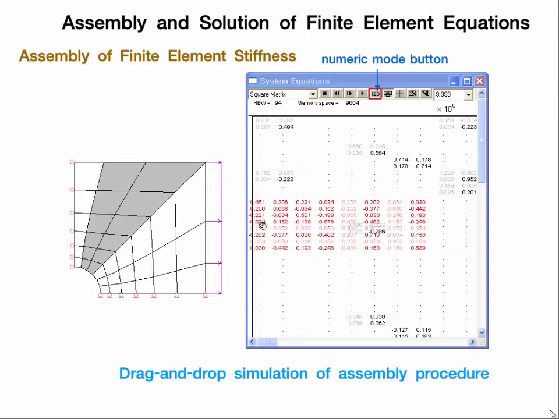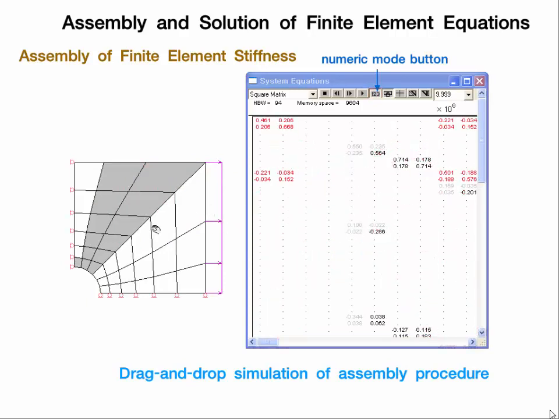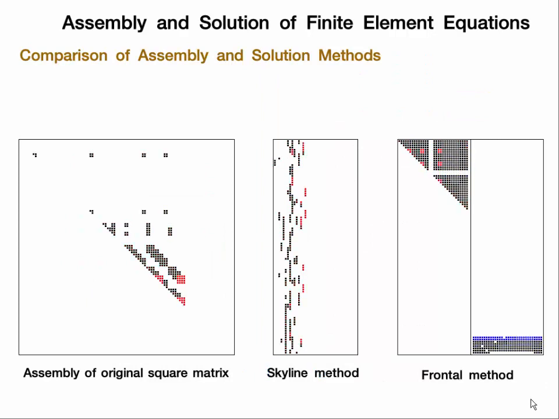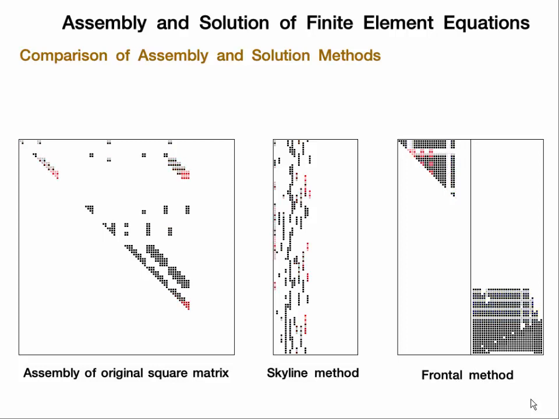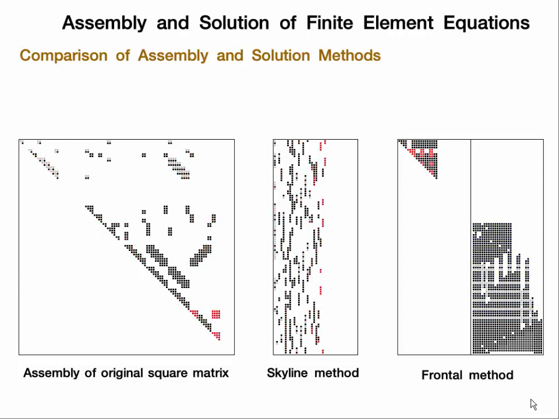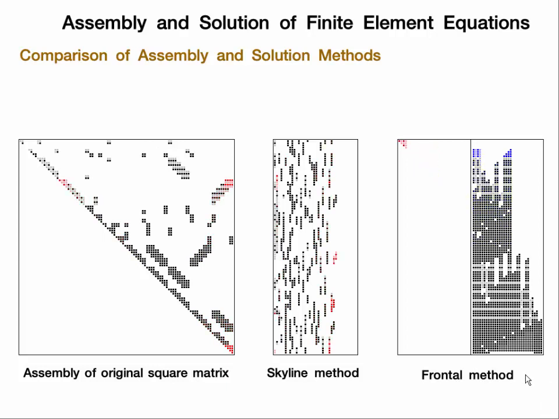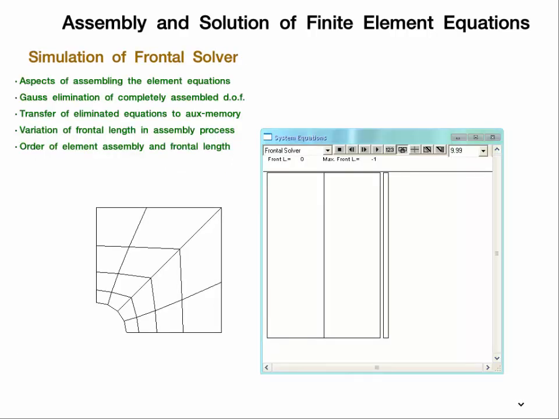If the numeric mode button is pressed, each entry is represented by its numerical value instead of a square. The hidden part of the matrix can be accessed using the horizontal or vertical scroll bar. The assembly of system equations can be simulated in 3 different schemes, namely, square matrix, skyline and frontal schemes. The original square matrix is represented by its upper triangle for comparison with other schemes. Each of the assembly schemes can be examined through simulation in manual or automatic assembly mode.